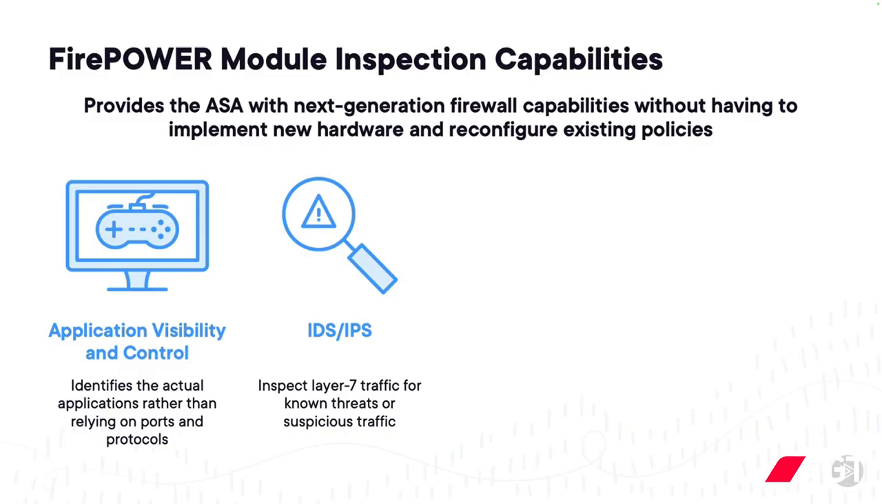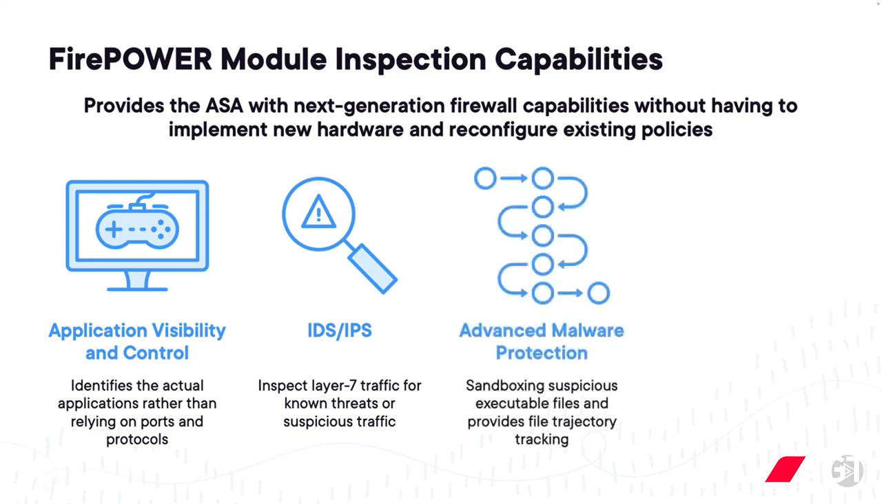The Firepower module also provides next-generation IDS and IPS capabilities, which have the ability to look for threats inside of the traffic, either based on signatures for known threats or by looking for specific traffic behavior, and then take action on that as well. The Firepower module also brings another feature to the ASA, which is AMP for networks.